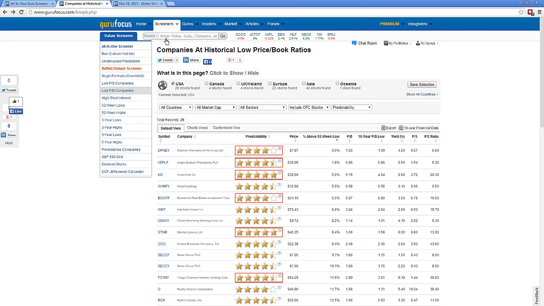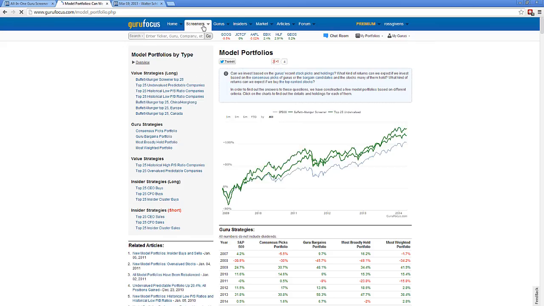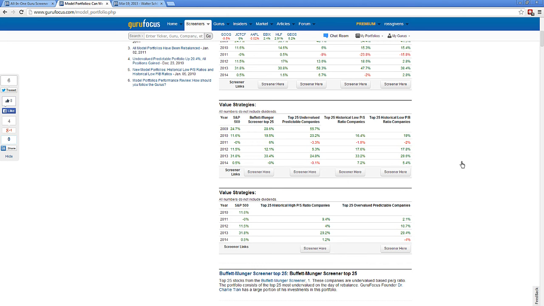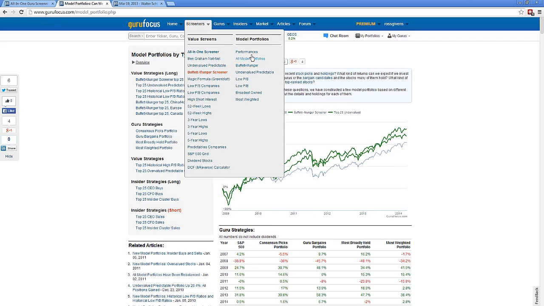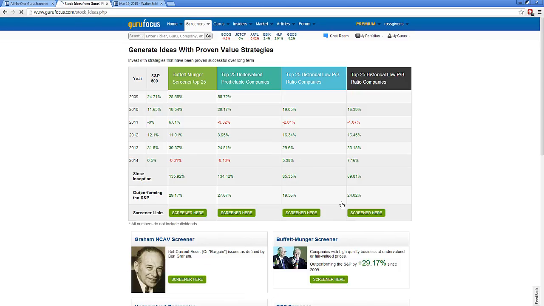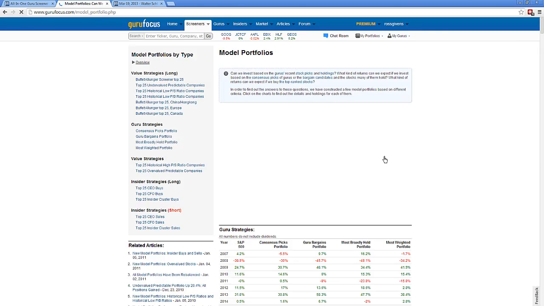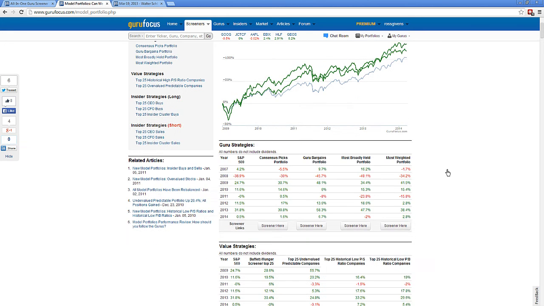Greg, how'd you get to that screen? If you hover over screeners at the top and then get to all model portfolios, that's the model portfolios we've got tracked here. That's not the right one. Hold on, I'm losing my own screen here. Performances, sorry. It's under performances. This shows you the portfolios. This is a quick rundown of performance. Just clicking performances up here. Clicking all model portfolios is going to show you a little more in detail breakdown of these.